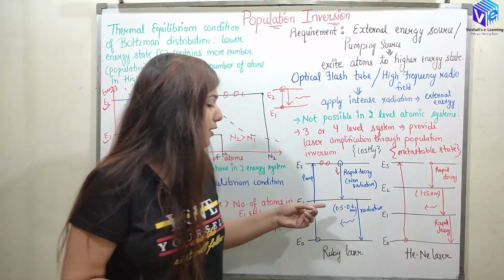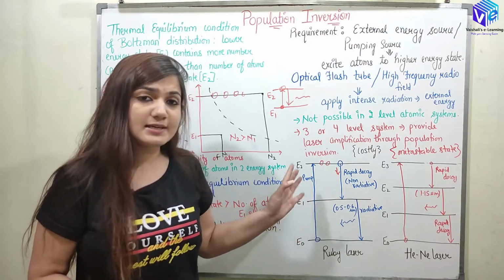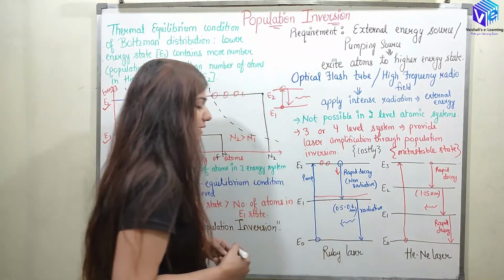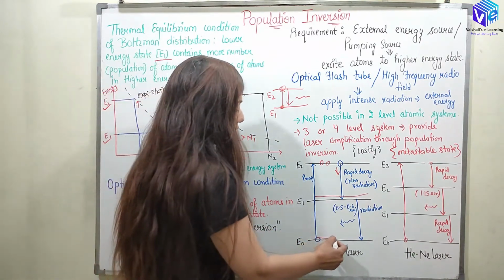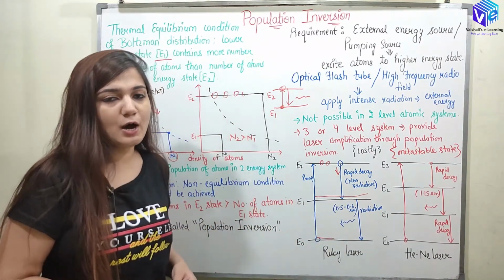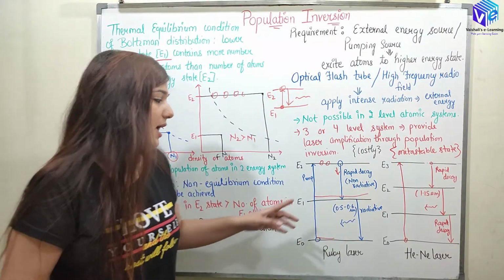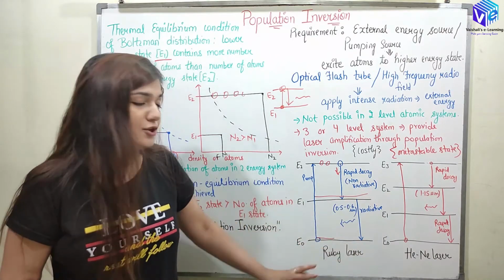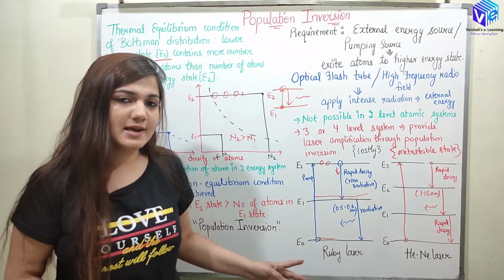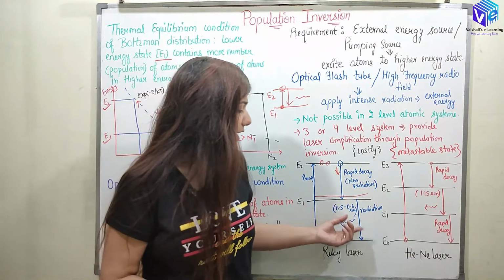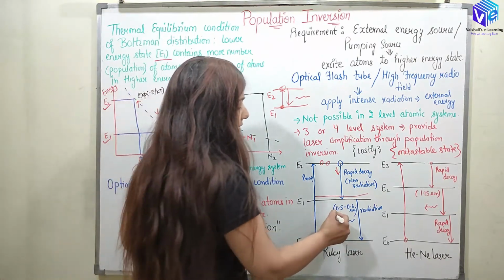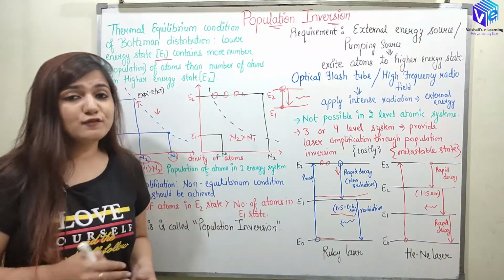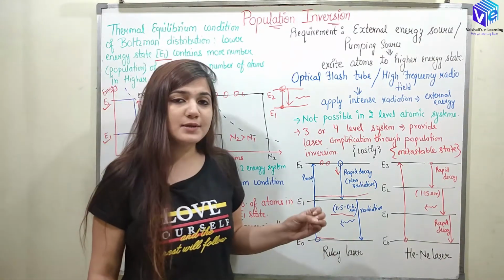Due to the accumulation of more atoms in the state E1, we will be having more population of atoms in E1 than the population of atoms in E0, and this is how we are having the population inversion. And when the atom moves from the metastable state E1 to E0, this is the radiative movement of the atom, and in this movement we have the release of a photon of 0.5 to 0.6 micrometer wavelength. So this is how the ruby laser works.